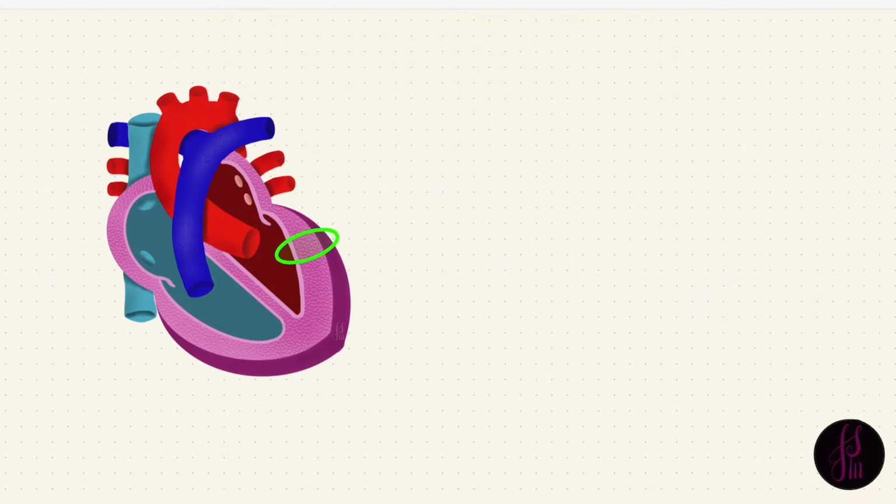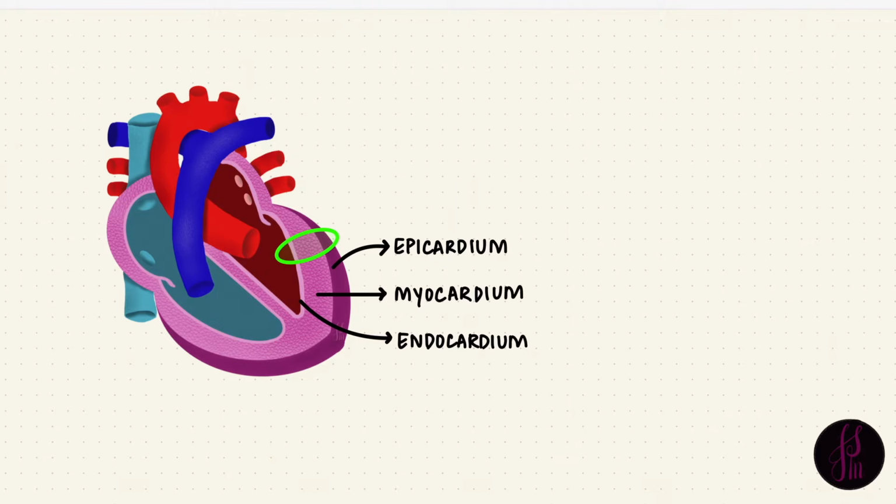The heart has three layers: the epicardium on the outside, the endocardium on the inside, and the myocardium in the middle. Myo, so muscle. The myocardium has cardiac muscle tissue. It lines the walls and the septa of the heart.